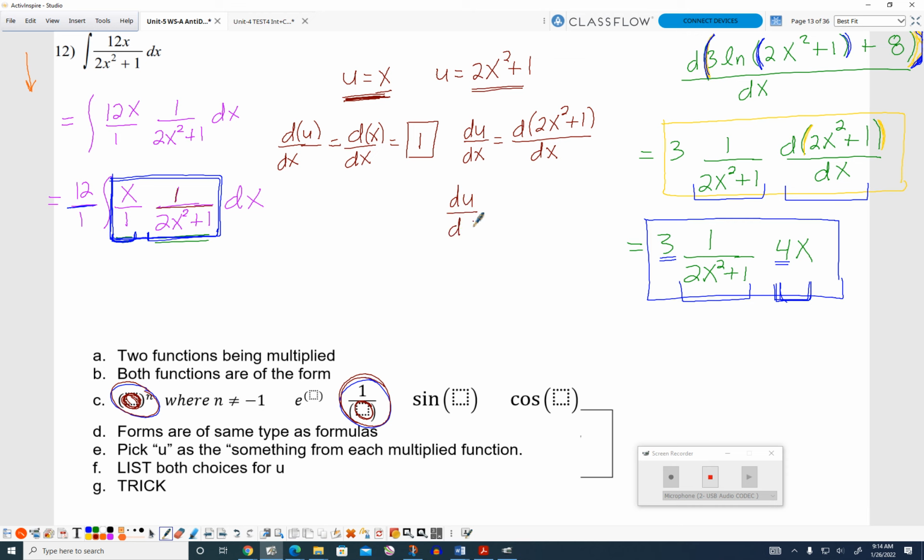Du over dx. Hands up, please. What gets written here? Everybody think, don't just watch. What goes there?